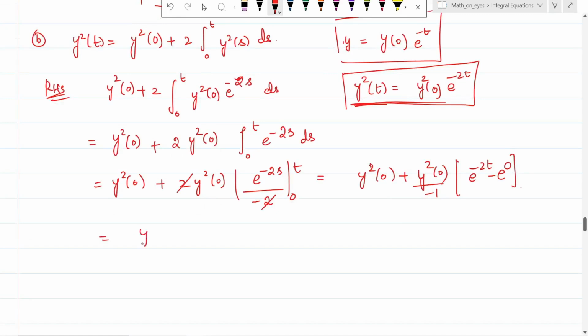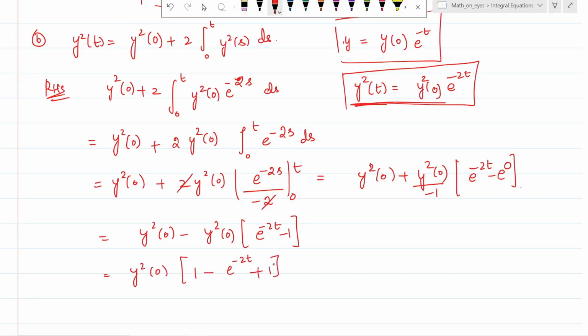and that is equal to y squared of 0 minus y squared of 0 into e power minus 2t minus 1. When you take out y squared of 0, we get 1 minus e to the power minus 2t plus 1. So 1 and minus 1 cancel each other. We get y squared of 0 negative outside e to the power minus 2t. This is your y squared of t.